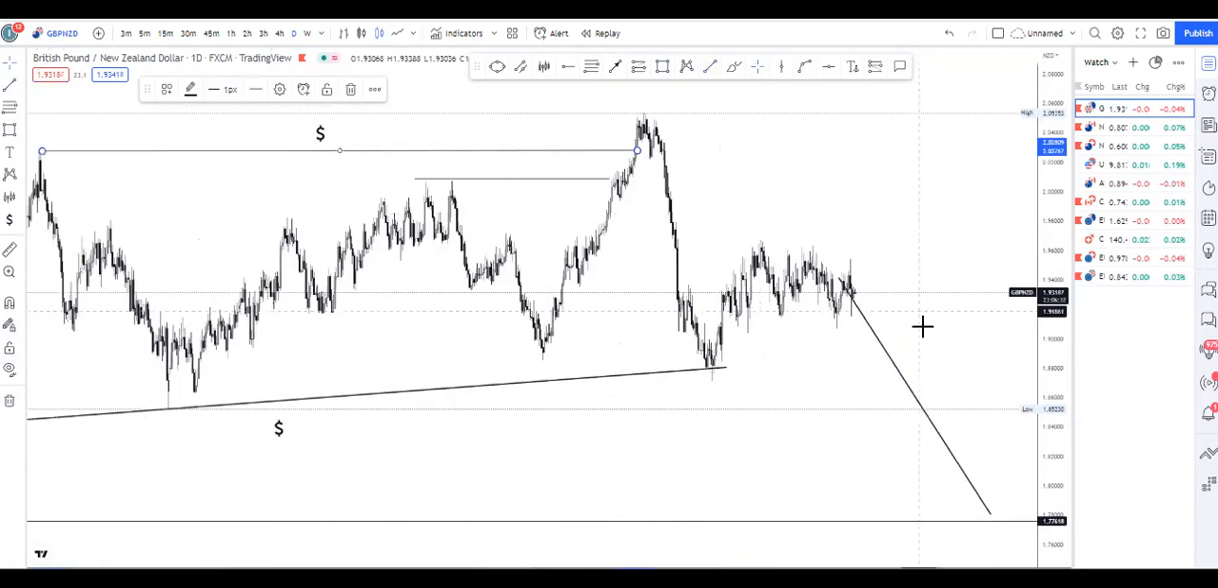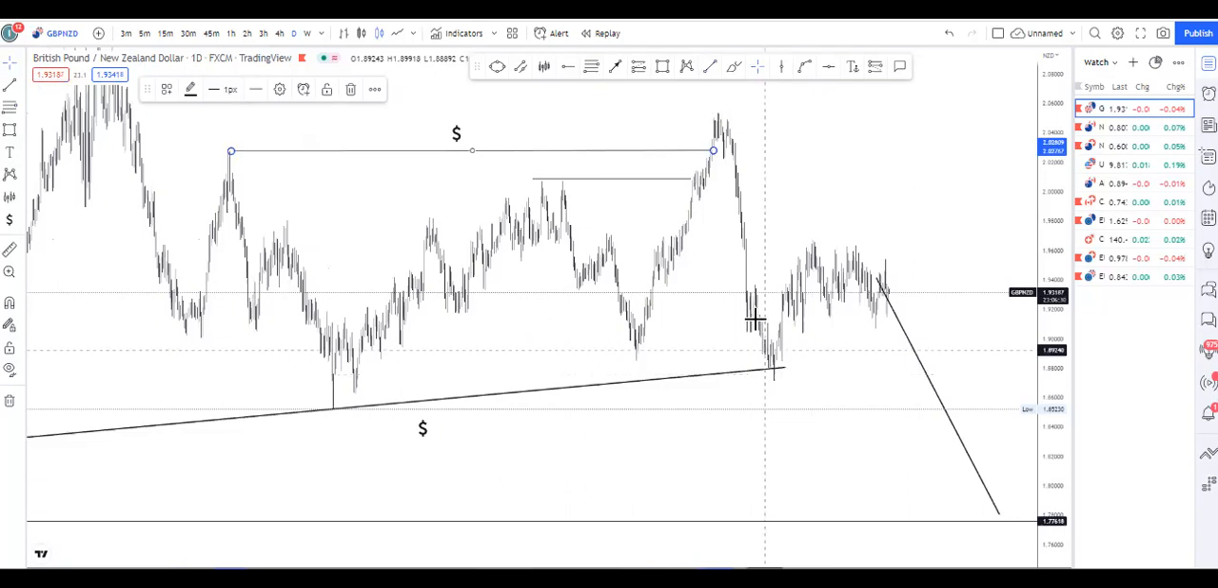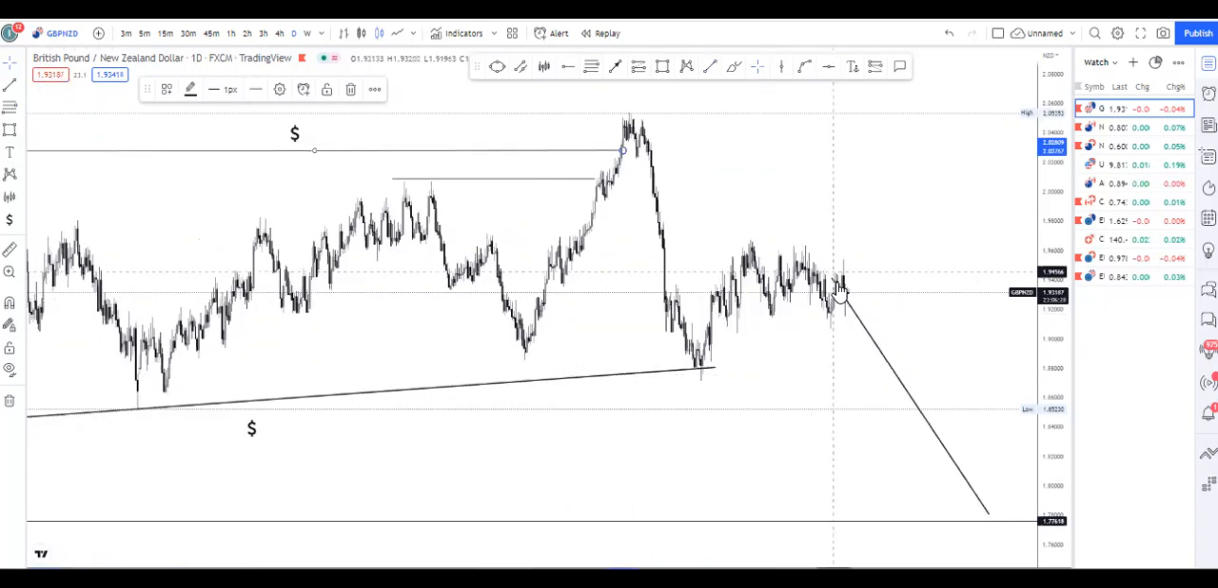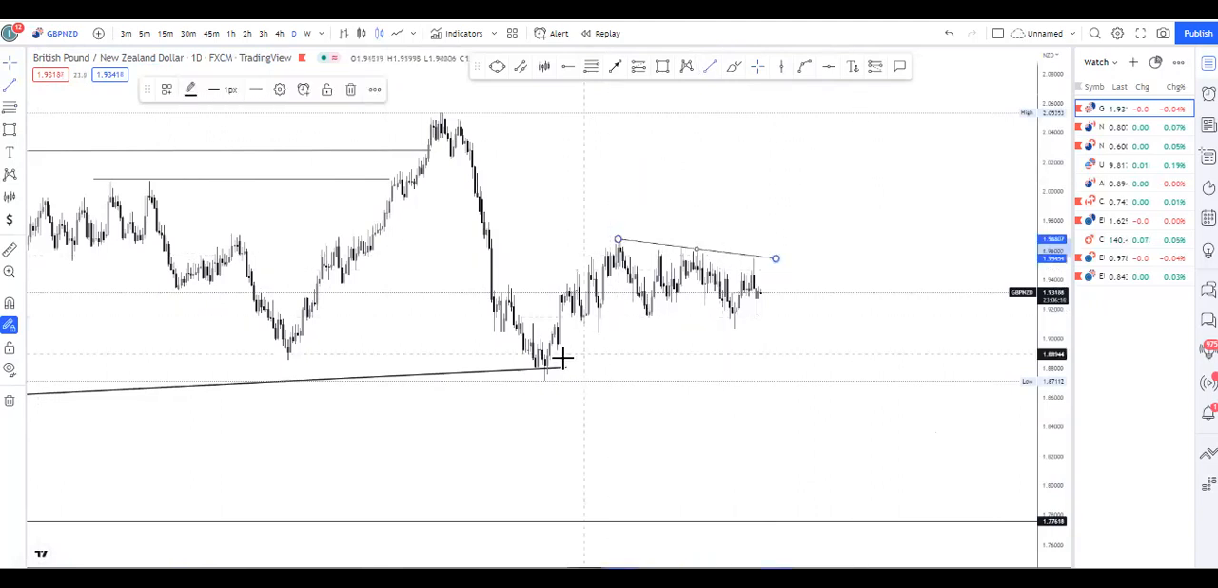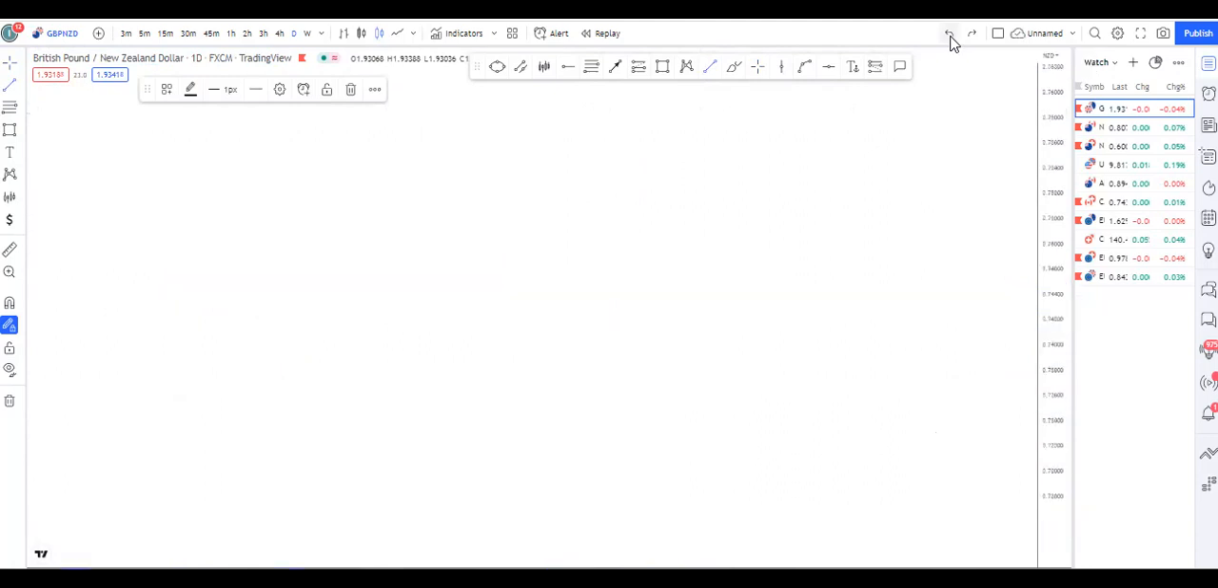And if you are a retail trader looking at what price is doing, you'll say price is forming something like a flag or a pennant, whichever way you want to call it. But what I see is price just ranging. I just see price consolidating.